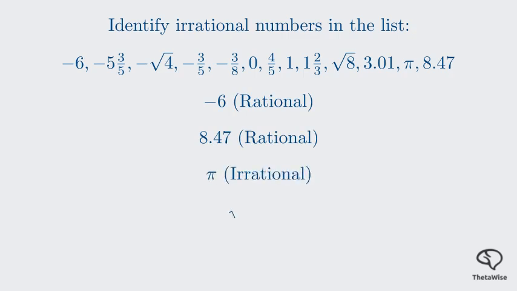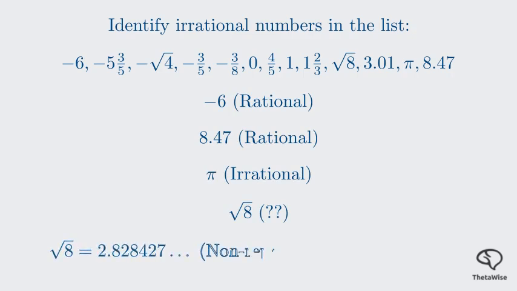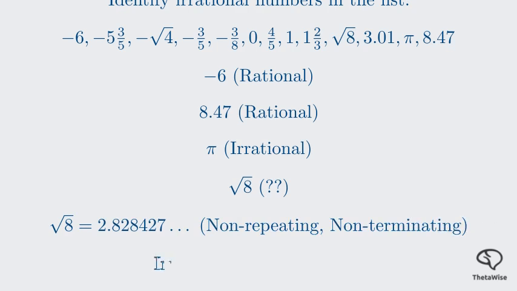But what about the square root of 8? To check the square root of 8, we look at 8. It's not a perfect square. When we calculate its value, we get 2.828427, which is non-repeating and non-terminating. This means it cannot be written as a fraction. So, the square root of 8 is an irrational number. This leaves us with two irrational numbers in our list, pi and the square root of 8. This example shows the importance of simplifying and evaluating each number. Always be cautious when you see a square root, as it might or might not be irrational, depending on the number inside.